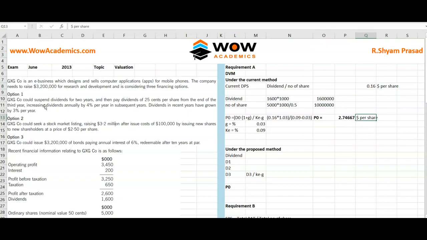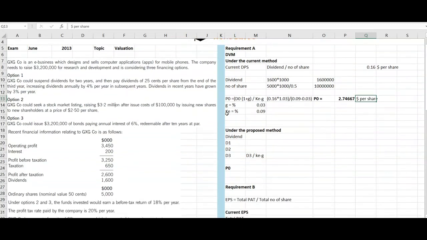That is, the company could suspend the dividends for 2 years and then pay a dividend of 0.25 per share from the end of the third year, increasing dividends annually by 4% in the subsequent years. So we'll start from this. The number they have given is the D3 number. So what we have to do is D3 divided by KE minus G. If you do this, you will get the D2 number. Then if you use the discounted value, you can multiply and you'll get the D0 value.